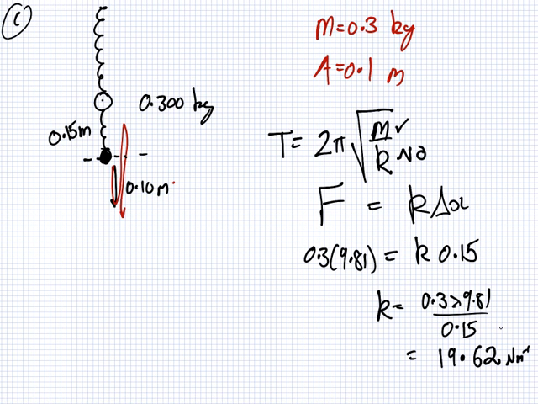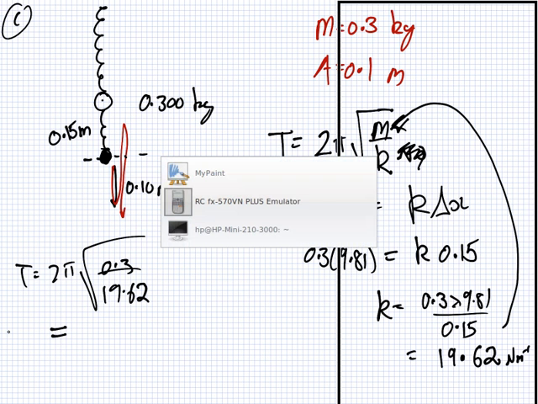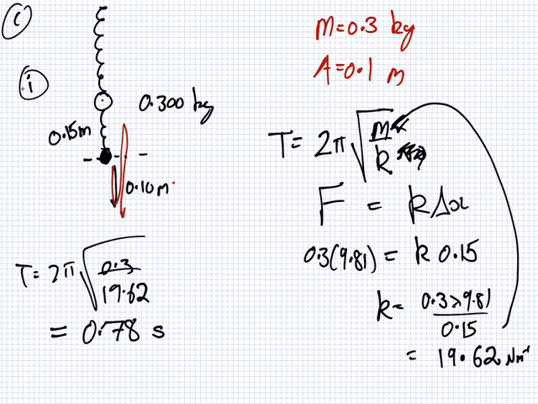So now I take that and put it in here, and now I can get the time. 2 pi root 0.3 over 19.62. Okay, what's that now? You should do it. Yeah. I should. But you have it. 0.78 seconds. Yeah? Okay, what's the next part? Oh, yeah, okay, yeah.